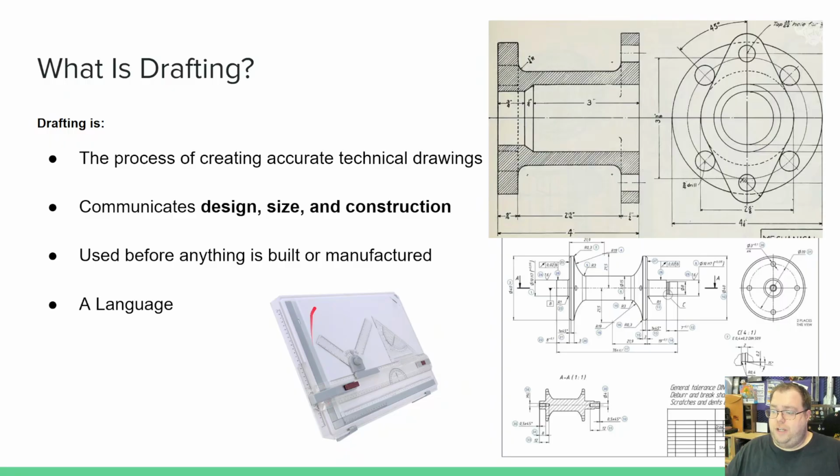This picture here is a picture of a standard manual drafting tool set. Each of these tools have their own names and uses. We'll talk about those and you'll identify them individually as we go along. But overall, drafting is the process of creating articulate technical drawings that communicate how an object or a structure is designed, sized, and constructed.